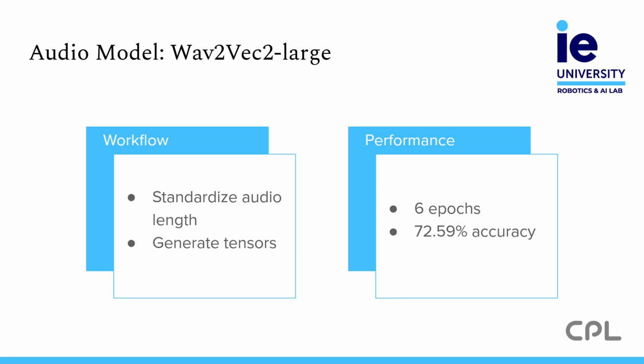Regarding the models that we fine-tuned for our framework, we first have our audio model, which is Wav2Vec2 large by Facebook. In order to train this model, we first have to standardize the length of the audios in our dataset, and we generated tensors to fit to the model. In the end, with 6 blocks of training, we managed to achieve a 72.59% accuracy on the test set.